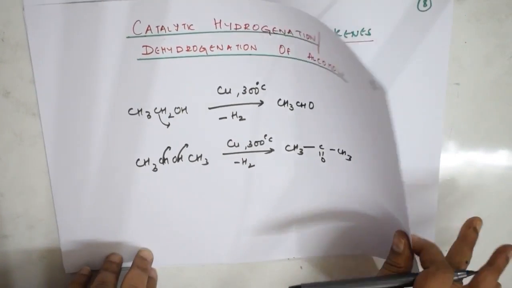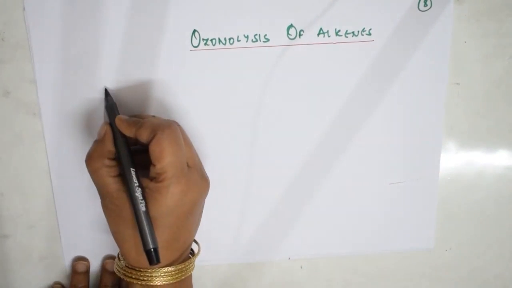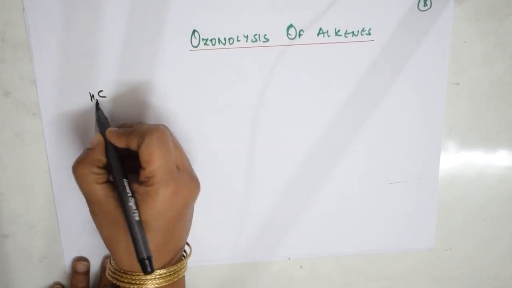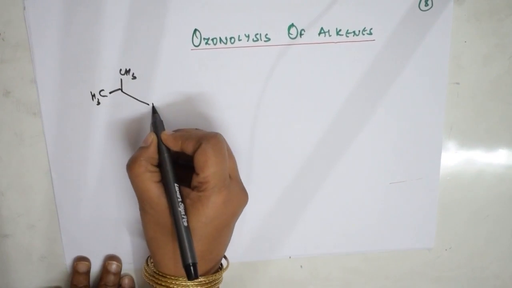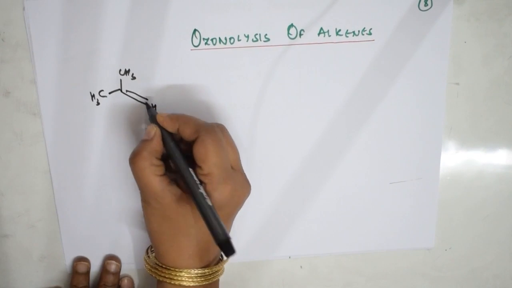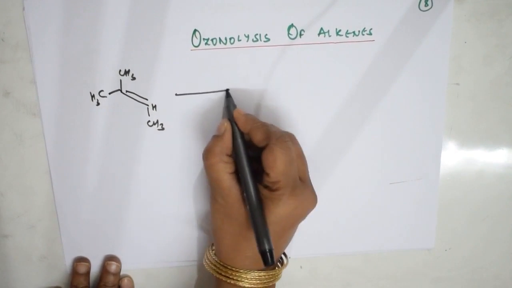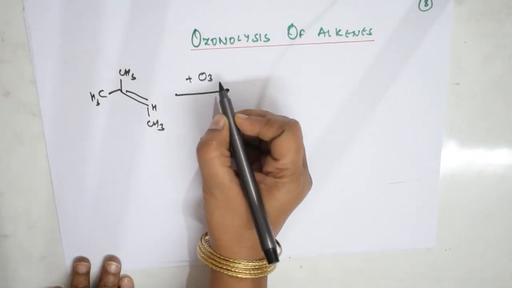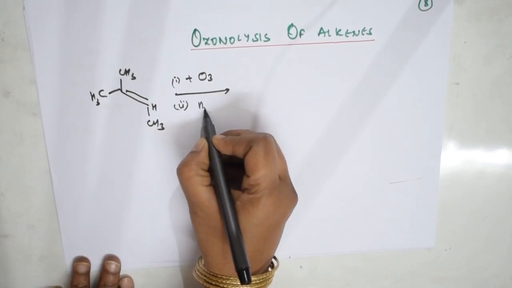Now the next important thing: we are going to prepare ketones and acids using the ozonolysis process, that is addition of ozone. Let's see. Here I'm going to take an alkene, with CH3 and hydrogen, and CH3. Now in the ozonolysis process, you are going to introduce O3. O3 adds, and next, the usage of hydrogen peroxide.